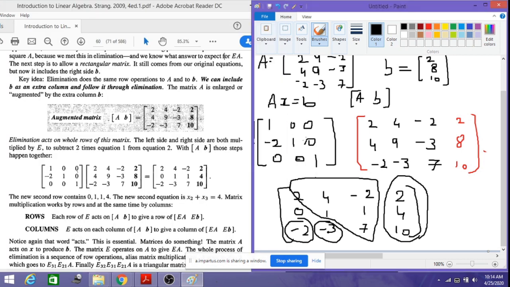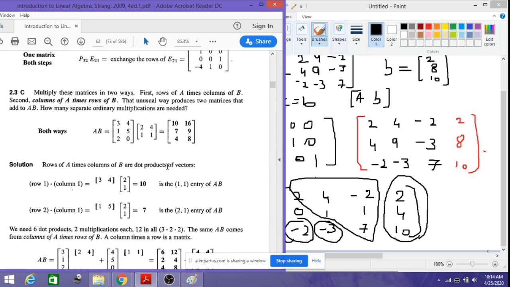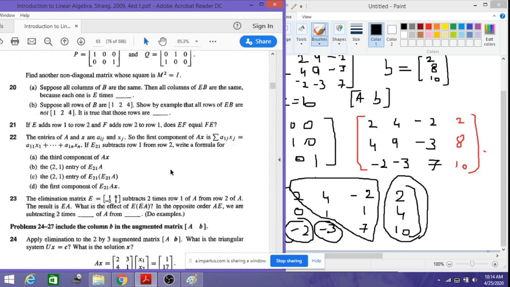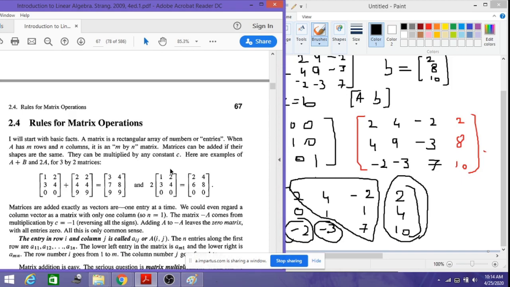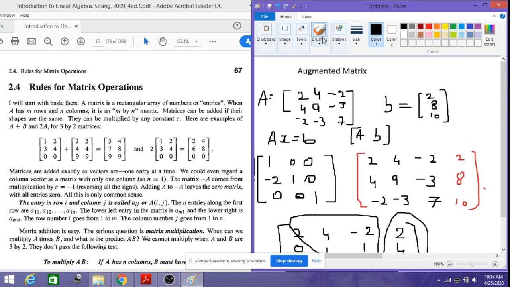Okay, so that was it. Now let us talk about the rules of the matrix. So let me save this page here.